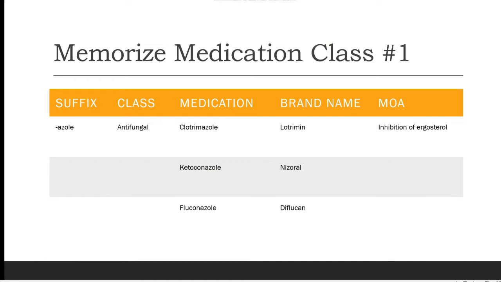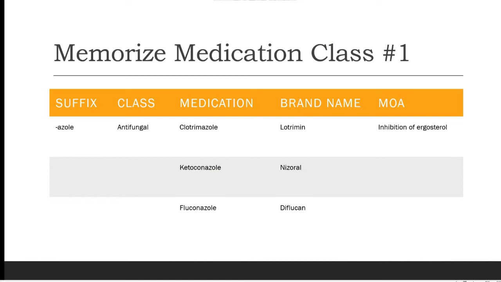The mechanism of action for these medications is that they inhibit ergosterol synthesis, which eventually attacks parasites, not allowing them to grow or reproduce. So you can remember these medications by their ending, azole.